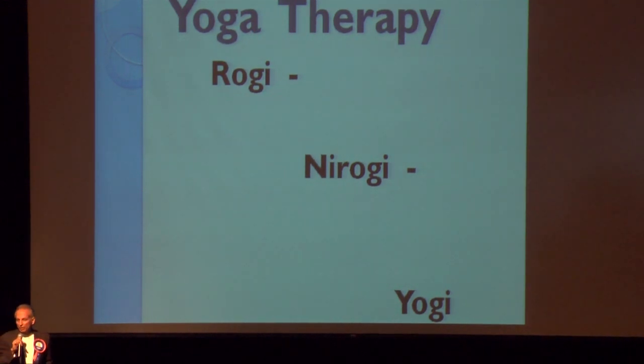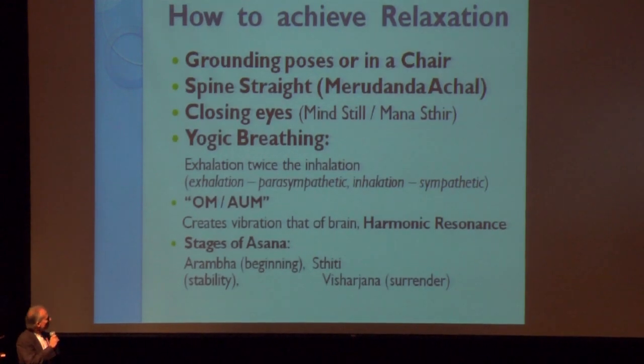We put them in the chair, we get their spine straight, eyes closed, do some very gentle pranayama, breathing out longer than breathing in, and we'll show you what to do. Then we convert them, called nirogi, meaning no disease. Then they become yogi. When they become yogi, they start doing yoga.